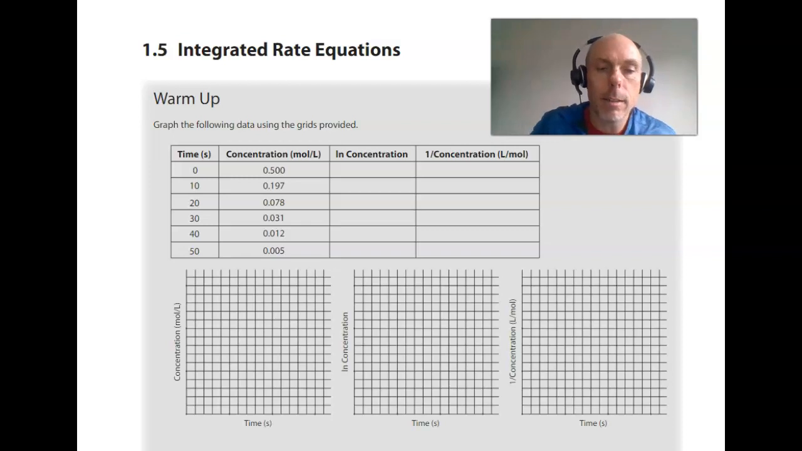This is the second of two lectures on section 1.5 from our AP Chem 2 book, Integrated Rate Equations. And this one will focus specifically on just solving problems. We'll do a problem similar to the one that we did at the end of the last lecture, and then a couple of new types of problems. Sit back, relax, and enjoy the ride.